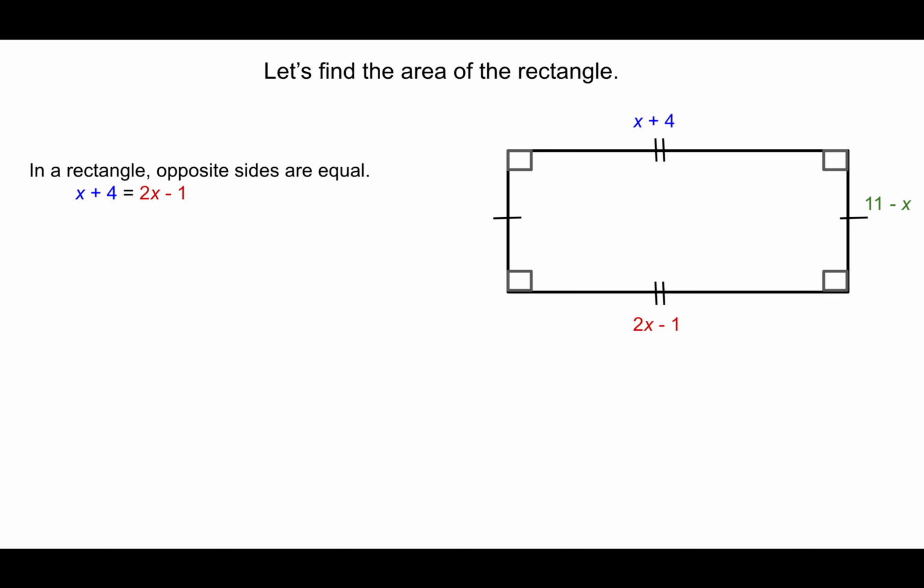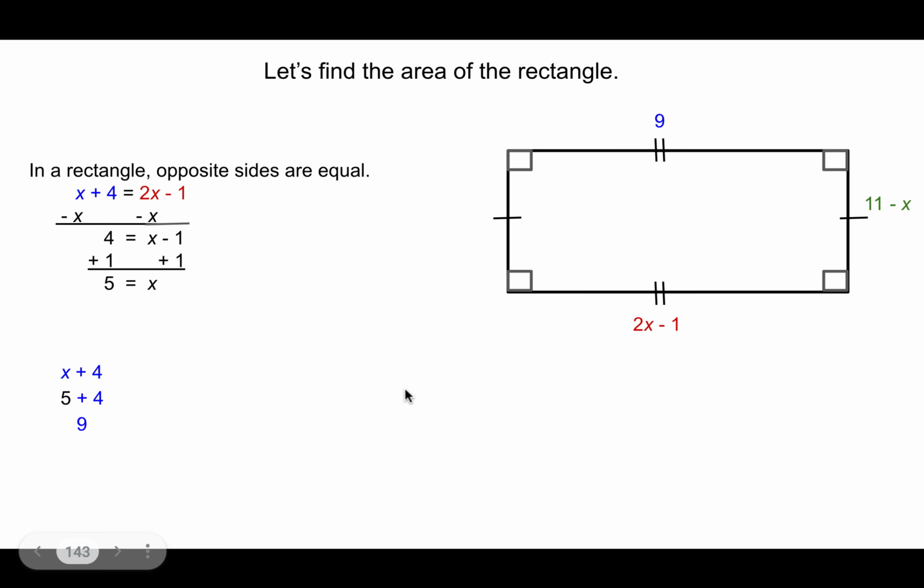Let's isolate the variable x. We subtract x from each side, so 4 equals x minus 1. Add 1 to each side, so x equals 5. Now we can replace every x with 5. So 4x plus 4, again, replace the x with a 5. So the sum is 9. So that means the length of the blue side is 9. Now the red should also be 9.